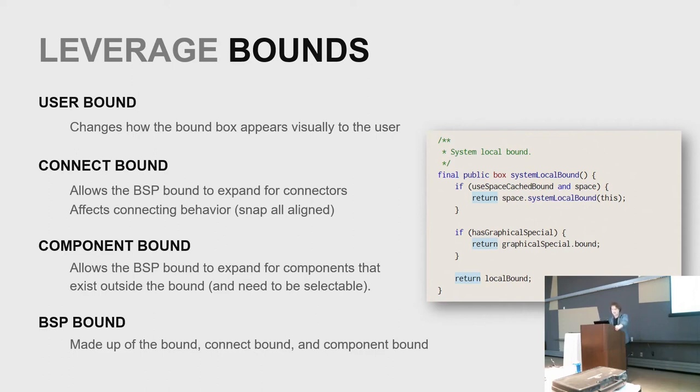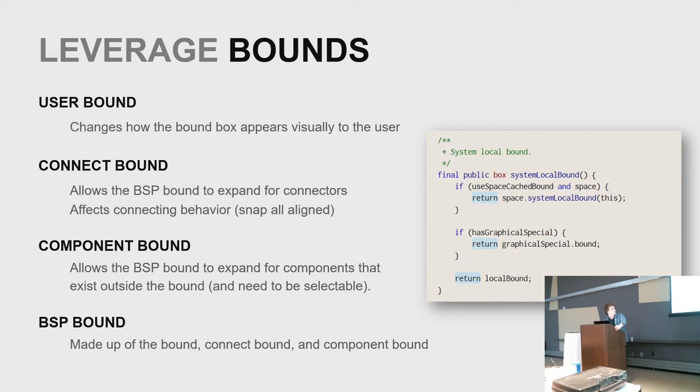If you want your user bound to be displayed in some unique way, use this. The connect bound allows for the BSP bound to expand for connectors. I don't know if you've ever had issues with that. I talked to someone just before this presentation. If you have connectors that are residing outside of the bound, I've seen times where, and this is where I'm a little bit shaky, I've seen times where you can still click on those connectors, but I've also seen times where you cannot. So make sure if you have connectors outside of your bound, you can use this in order to include those in the bound so that they can be selectable as well.